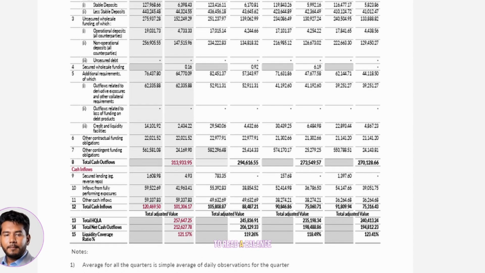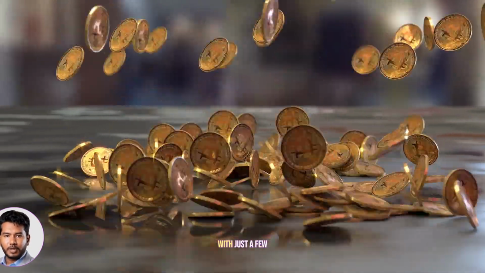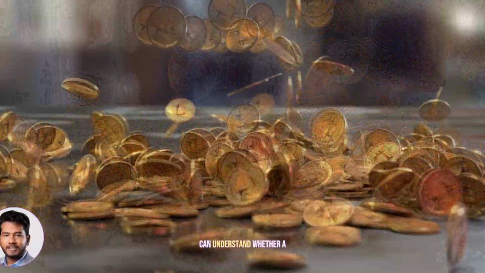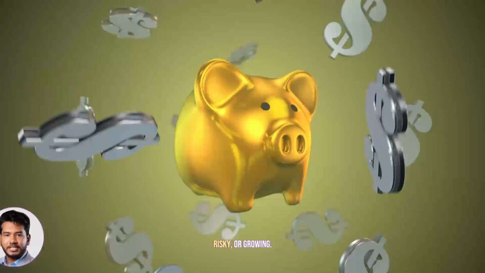Now, you know how to read a balance sheet in the simplest way possible. With just a few minutes of practice, you can understand whether a company is strong, weak, risky, or growing.